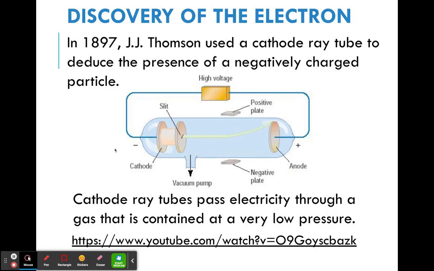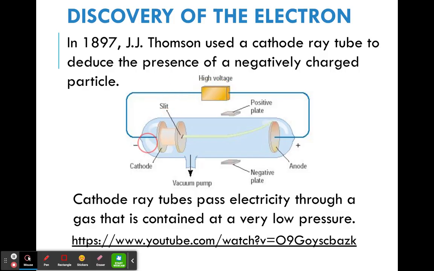All right, so in our progress towards developing a better model, it was discovered by J.J. Thomson that there were particles in the atoms, particles that were smaller than the atom itself and that had charges. So J.J. Thomson used what is called a cathode ray tube, which is this thing right here, and he was able to deduce the presence of a negatively charged particle. Well, how did he do that?